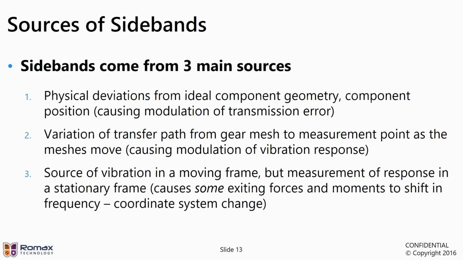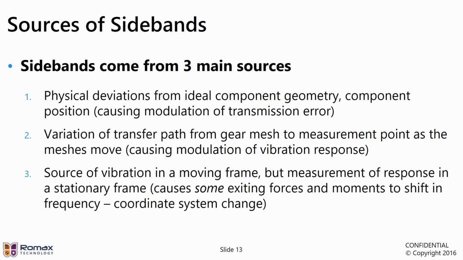So where do these sidebands come from? How do they get into the transmission error? Well, there's three main sources of sidebands. The first kind are physical deviations from ideal component geometry, or component position. So this is things that are either errors in the manufacturing or within tolerance bands, or sometimes out of tolerance bands. There are also deflections of the system, either under torque load or other external loads. And these cause modulation of the transmission error, like we saw in the example on the previous slide. So those are modulations and sidebands that appear in the excitation signal for our gear whine, the TE.